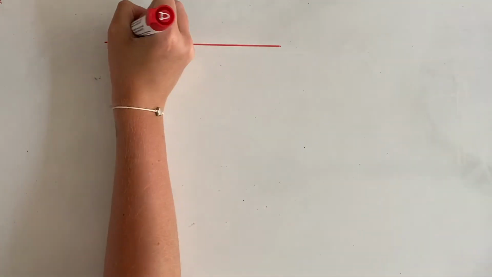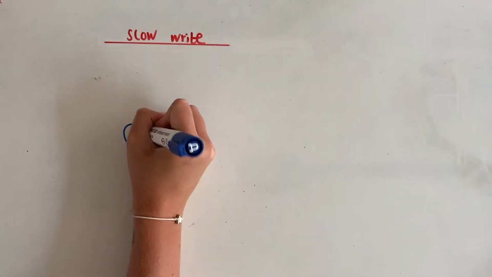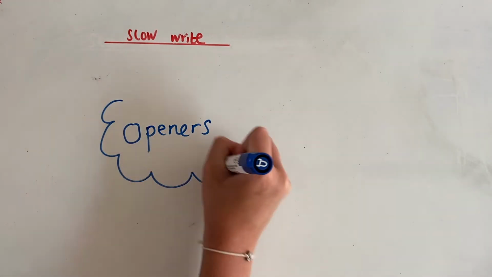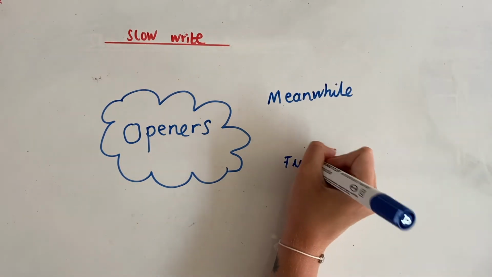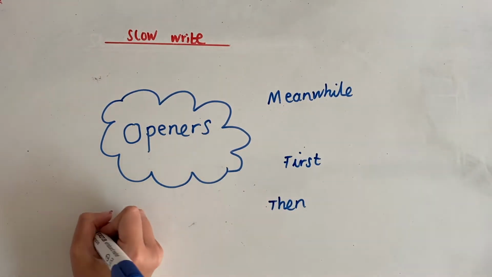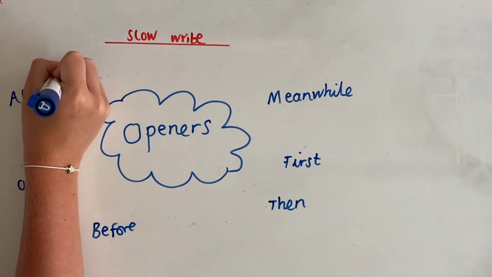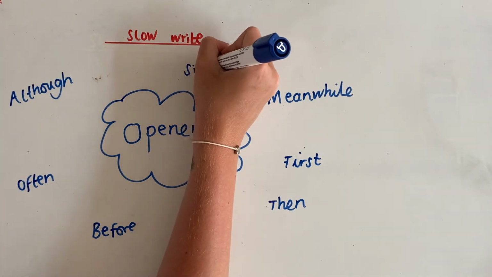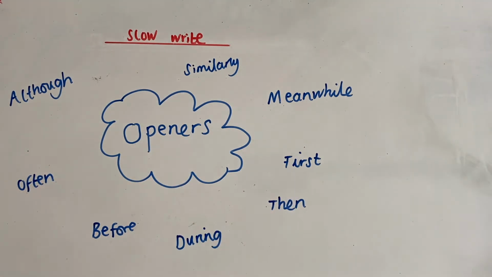Our first sentence is going to include an opener. So what we're going to do is brainstorm some openers together. This will make it easier for us to write our sentence. Some examples of openers are meanwhile, first, then, before, often, although, similarly, and during. Which opener do you think you're going to choose to use in your first sentence? I'm going to choose the one during.